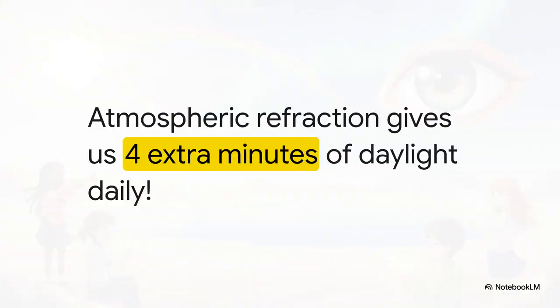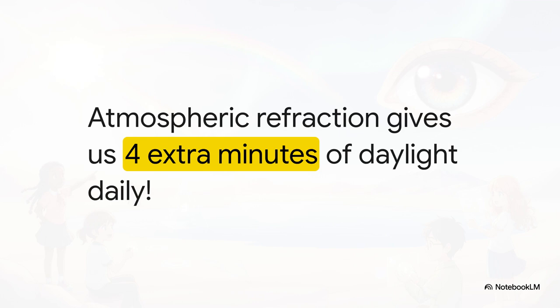And get this, the atmosphere's ability to act as a giant lens also plays tricks with our sun. Because the atmosphere bends light around the curvature of the Earth, we actually see the sun about 2 minutes before it technically rises above the horizon, and we continue to see it for 2 minutes after it has physically set. Atmospheric refraction literally gives us 4 extra minutes of daylight every single day.